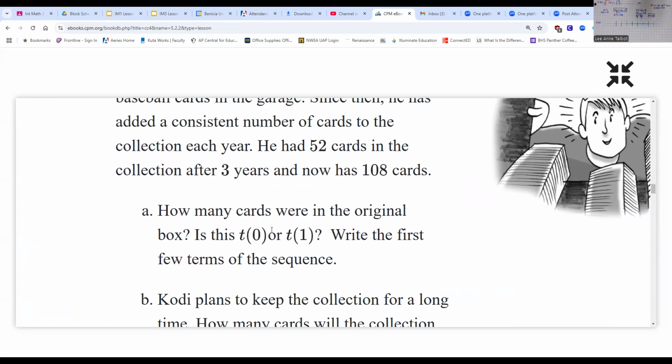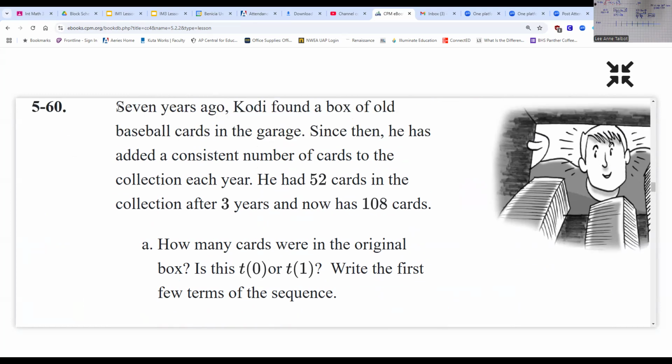Okay, so we need a couple things. We need 7 years ago. He found the box in the garage. He had 52 cards after 3 years and now has 108 cards.